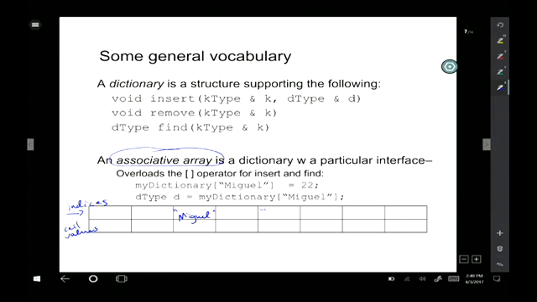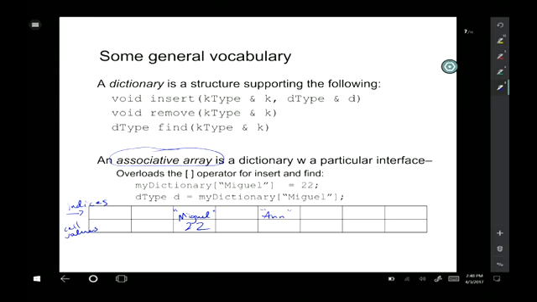Now, different languages make this interface simpler than others. Like Python wants to speak to you in this language, right? They want you to use associative arrays as the interface to their dictionaries. And in fact, they name them the same thing. Whether you say something is an associative array or a dictionary in Python, they behave the same way. Miguel is 22.